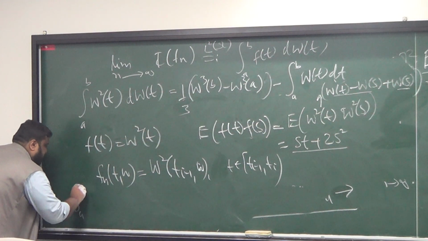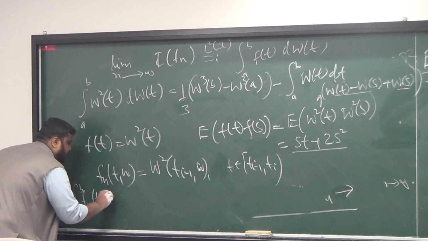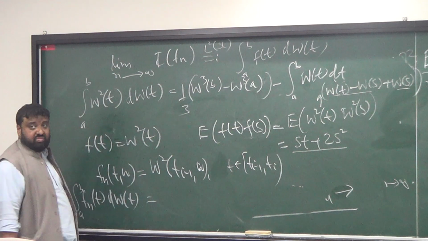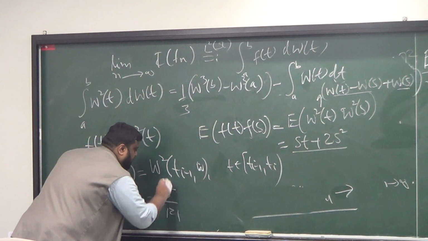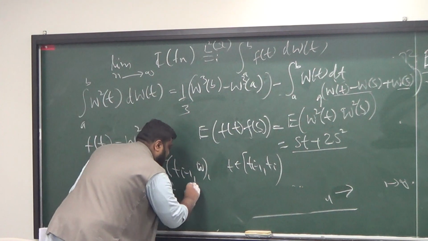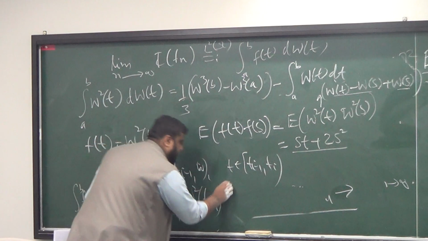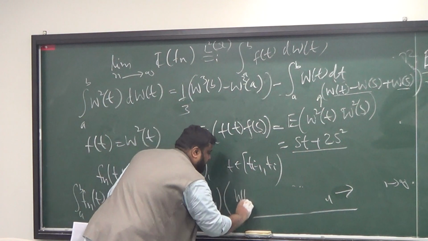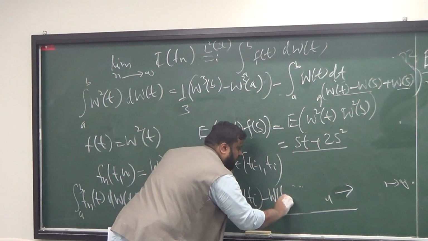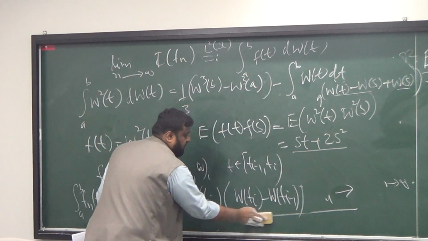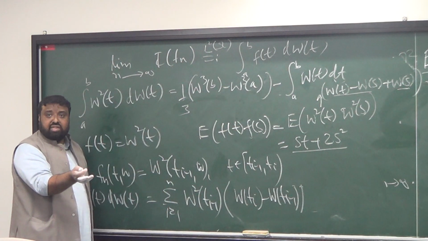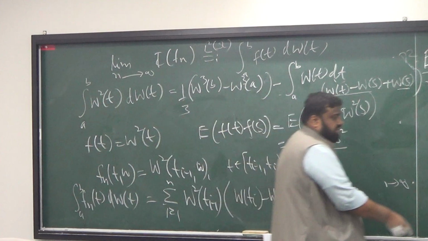I need to compute the integral from a to b of Fn of t dw of t. So what will this be as a sum? It's going to be the sum, i equal to 1 to n, of w square of t_{i-1} times the increment of the Brownian motion, w of t_i minus w of t_{i-1}. So what is my final goal? I would like to compute this limit in the L2(Omega) sense. That is my goal.